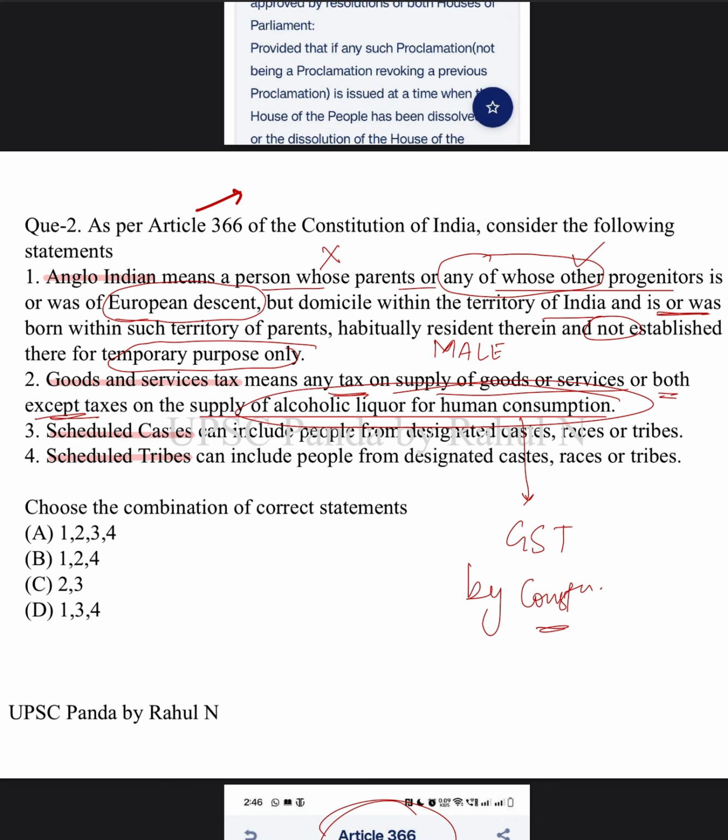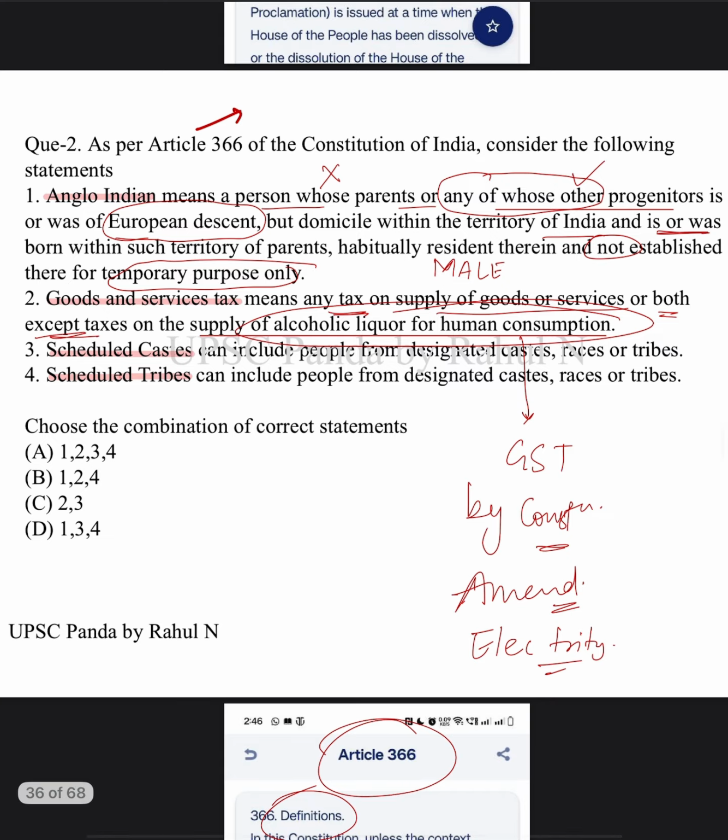Means if you want to include alcoholic liquor for human consumption as part of GST, then you have to amend the Constitution. But if you bring electricity, that does not require an amendment to the Constitution. Electricity is also outside GST, but the Constitution has not prohibited that.